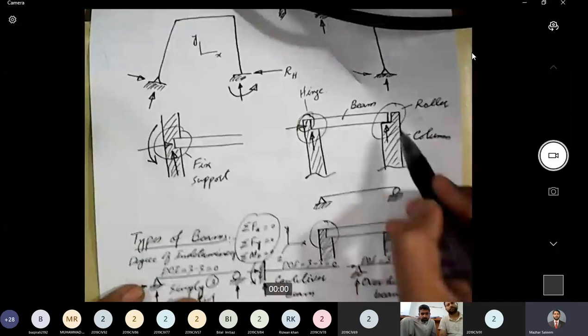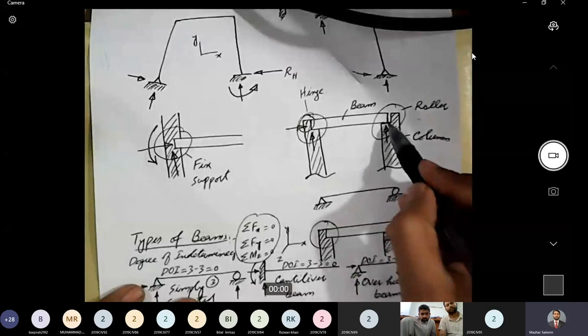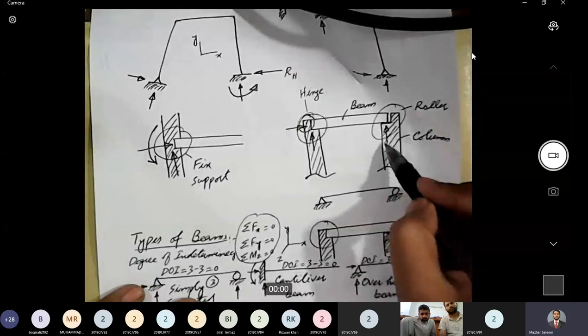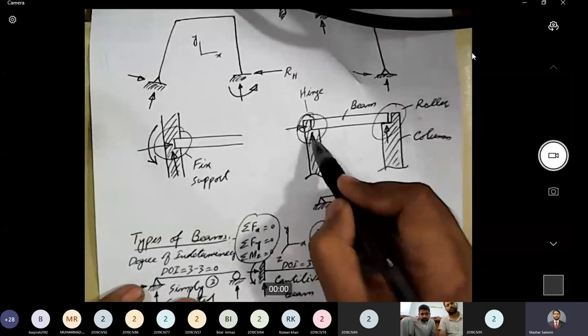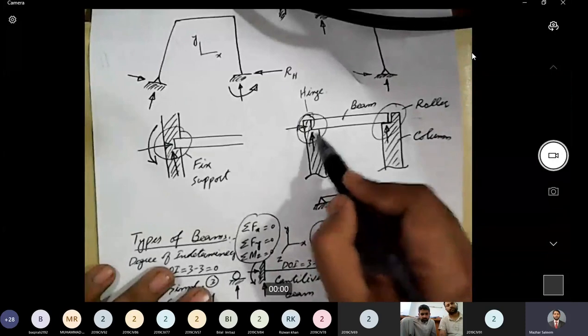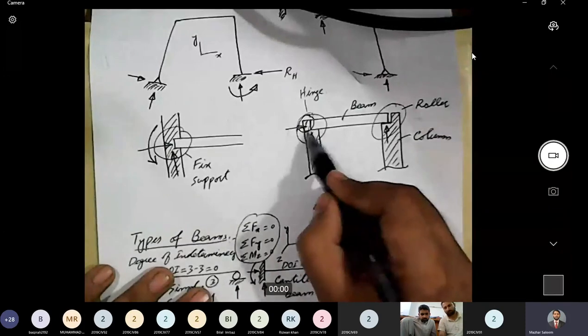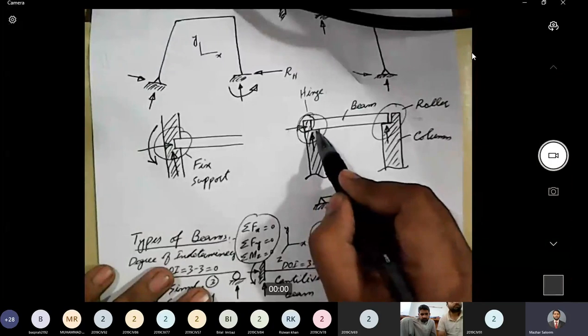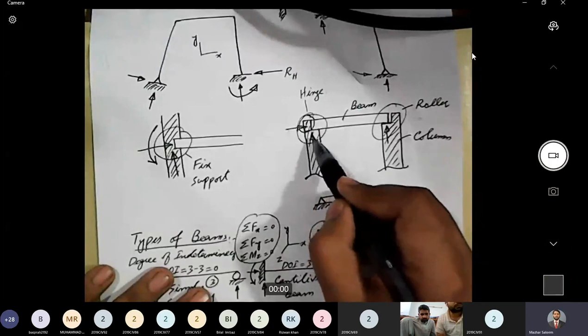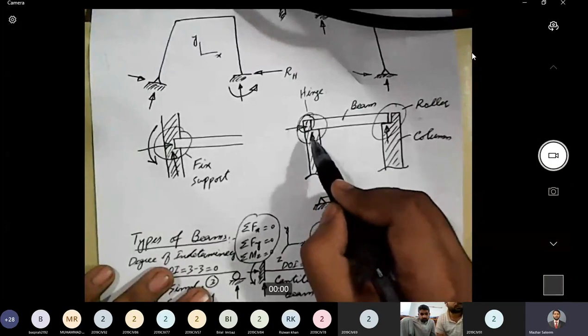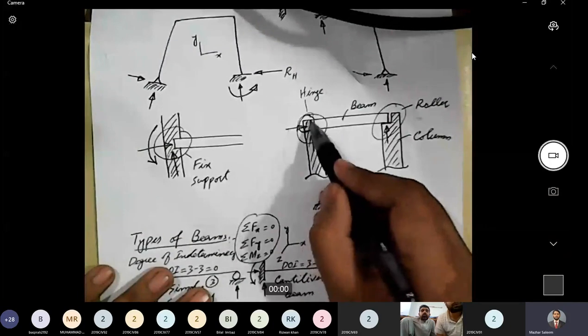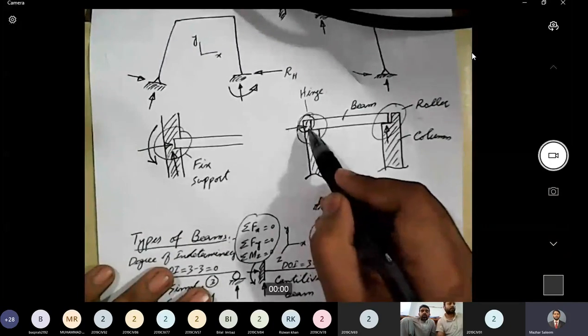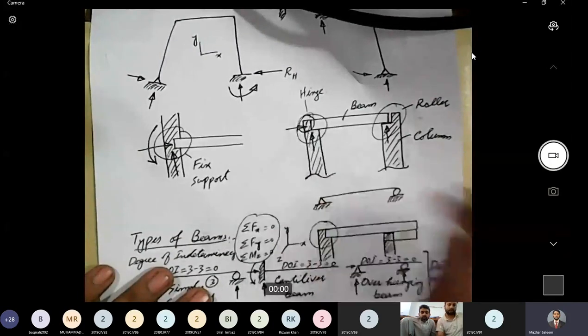So those physical rollers will provide the roller support, and in case of a double overhang beam, the friction between the horizontal supporting surface, between the beam and the column, will generate the horizontal reaction. In that case, this vertical face will not be there. Okay.